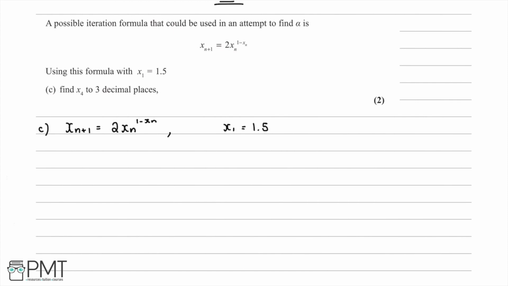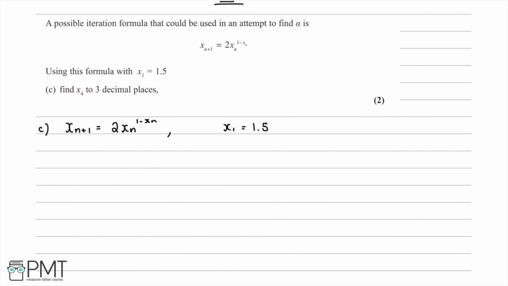So in this part of the question, we're given some further information, and we're told that a possible iteration formula that could be used in an attempt to find alpha is x n plus 1 is equal to 2 of xn to the power of 1 minus xn. And we're told that we have an initial x1, which is equal to 1.5, and we're to use this formula to work out what x4 is to 3 decimal places.